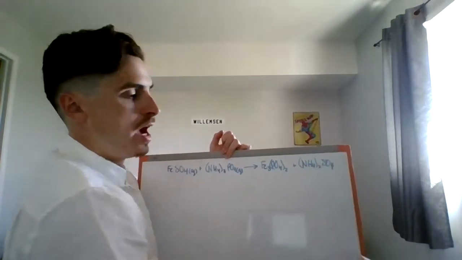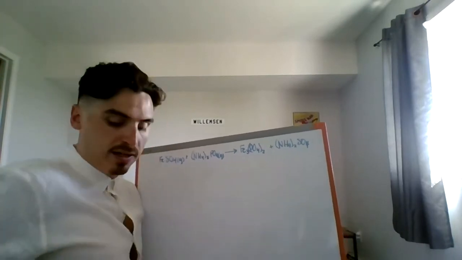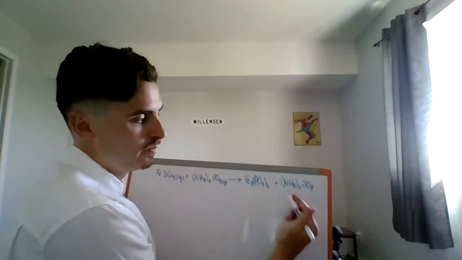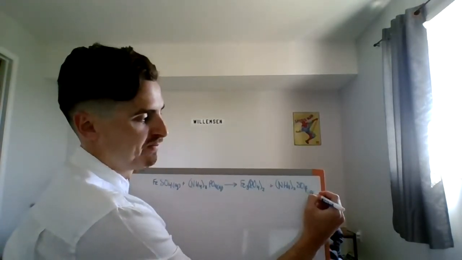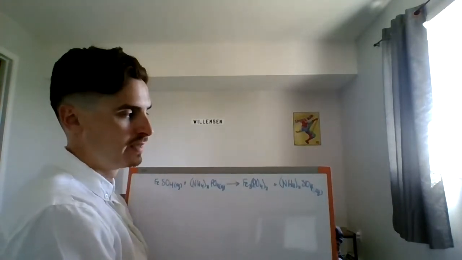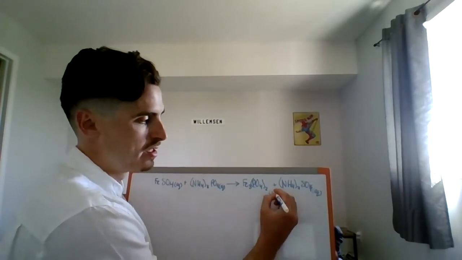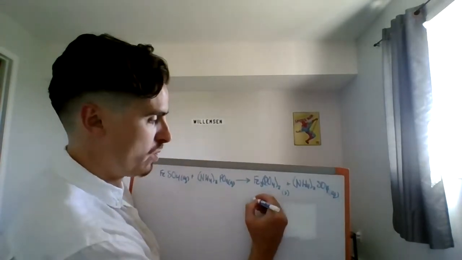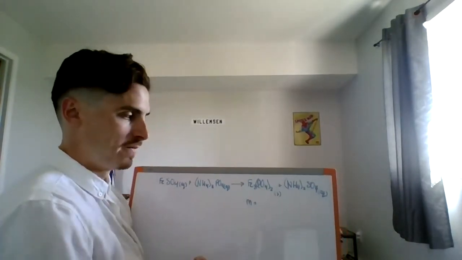Now, I can check my solubility table to determine which of these is going to be the precipitate. So I can do that. I'm just going to tell you, anything with NH4 is always aqueous, 100%. Okay? So it's aqueous, which means this is my solid, this is my precipitate. So the question wants me to find the mass of this chemical right here.